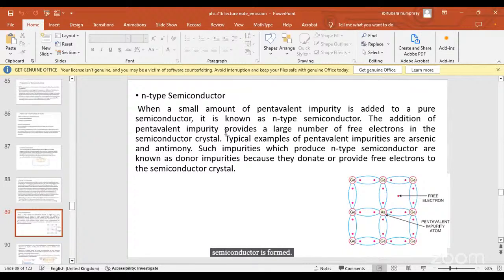So here you have the explanation and the diagram. If you look at this diagram, you'll see the free electron at the center. Arsenic is a group 5 impurity. We have germanium, group 4. So when we dope a germanium semiconductor with arsenic, a pentavalent impurity, we are going to have N-type.